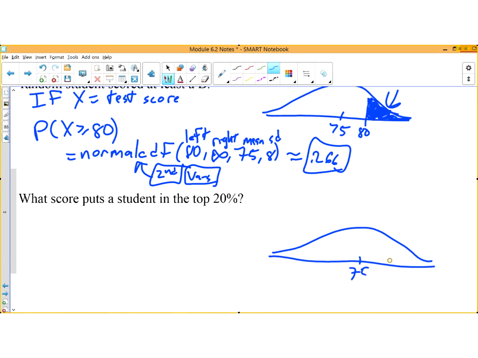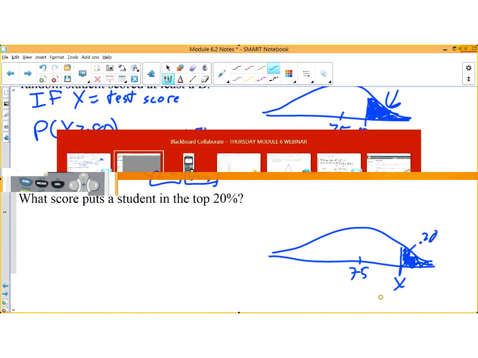The mean of 75 always splits the curve exactly in half, 50-50 on either side. So I'm going to go over here, and the top 20% would be over here somewhere. So this area would be 0.20. It says what score puts a student there, so I'm looking for this x value on the x-axis. I'm working backwards from what I did before. Last time I had a test score and wanted to find an area. This time I have an area and want to find a test score.